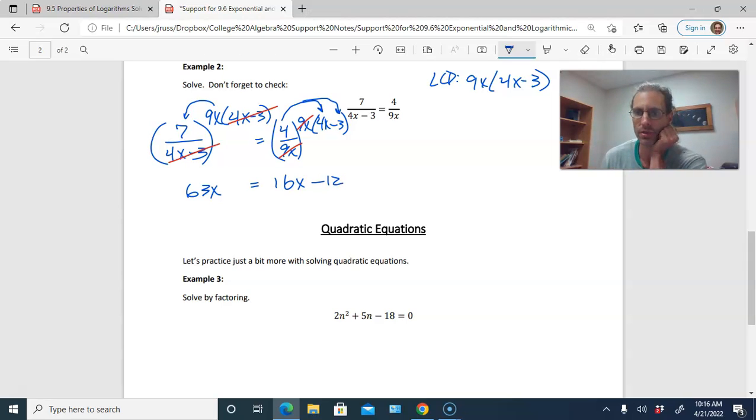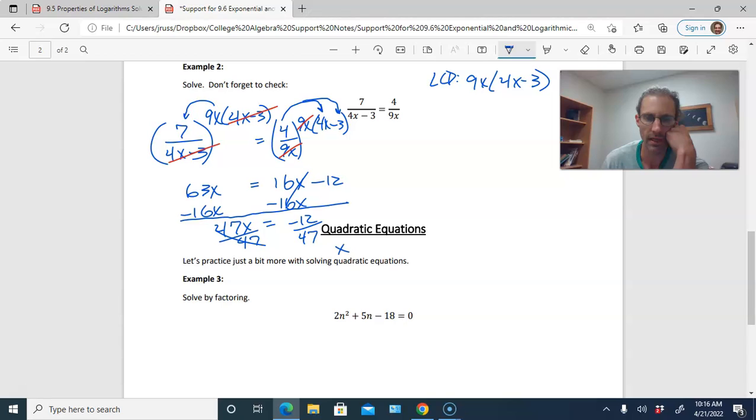And then, guys, we'll just finish it out from here. Let's try to get our x's on the left. So I'm going to subtract 16x. So we're going to be left with negative 12 is equal to, I believe that's going to be 47x. And then we need to divide both sides by 47.